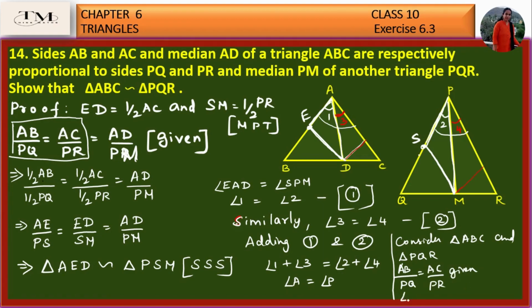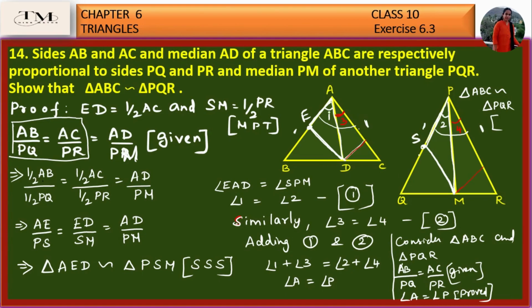And another one is angle A equal to angle P. So this is proved, which we have proved. So then what happens? We will write here. Triangle ABC will be similar to triangle PQR by which property? These two sides are proportional. So AB side and AC side is proportional to PQ side and PR side.